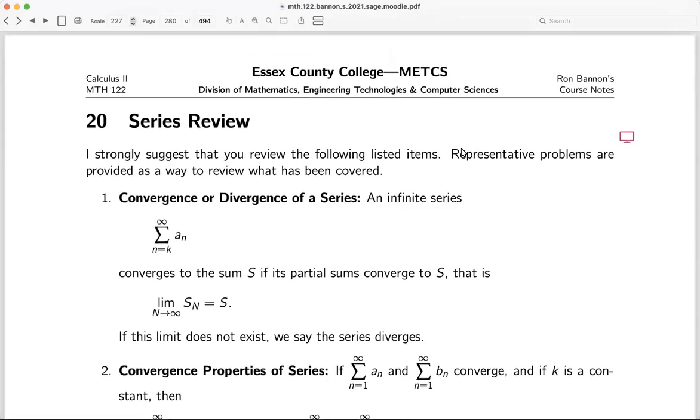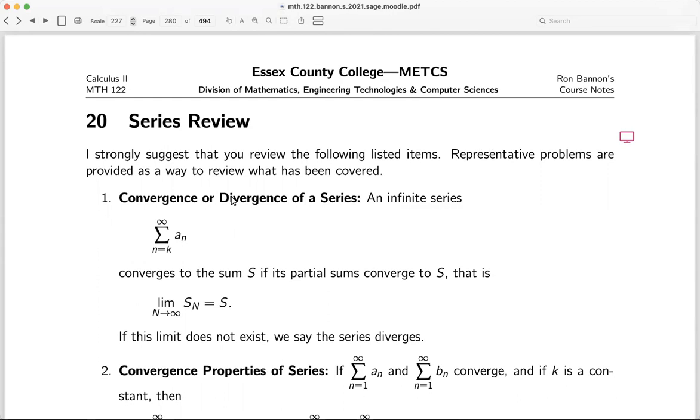Okay, we're in section 20, the series review. My suggestion is this: study the few pages that we're given here about the review process. I know series is very difficult. Everyone finds it difficult. Over time, though, you start to realize it really boils down to a few types of tests and a few types of comparisons that we make.